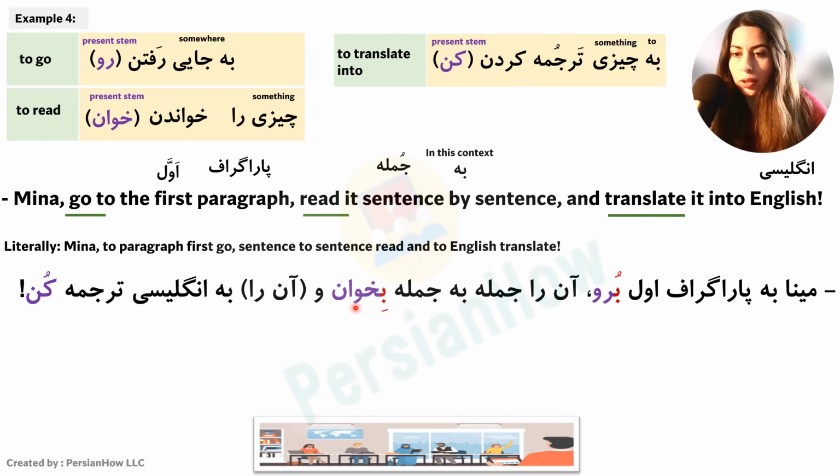And then بخوان, we add a be to the present stem, and ترجمه کن, کردن, we said the verbal element کردن, no be. I think the rest is pretty clear. All right.